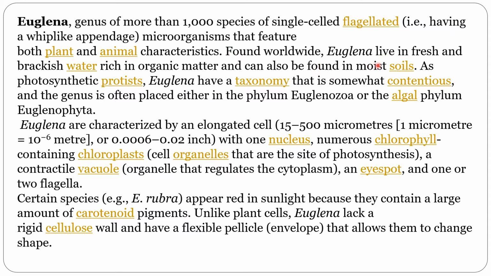Found worldwide, Euglena live in fresh and brackish water rich in organic matter and can also be found in moist soil. In case of habitat, Euglena live in freshwater, brackish water, and soil also. As photosynthetic protists, Euglena have a taxonomy that is somewhat contentious, and the genus is often placed either in the phylum Euglenozoa or the algal phylum Euglenophyta. As I mentioned, it is a controversial animal, so it may be a plant cell, it may be an animal cell, so it can be included in the algal phylum and Euglenozoa also.